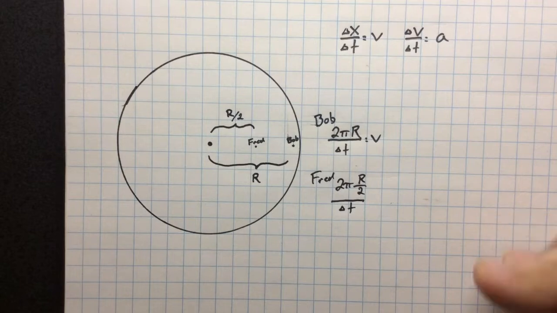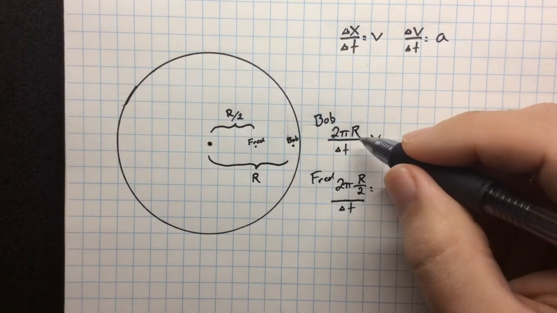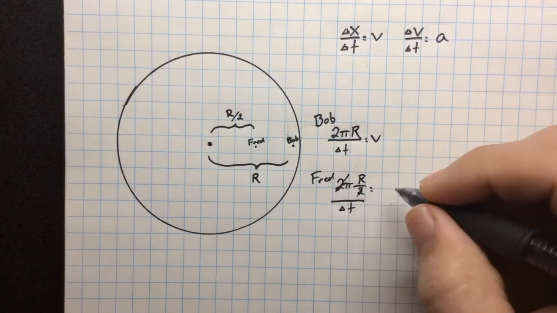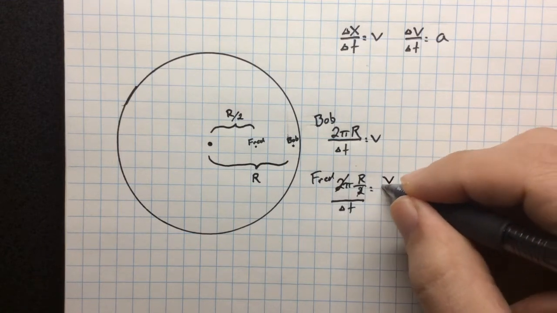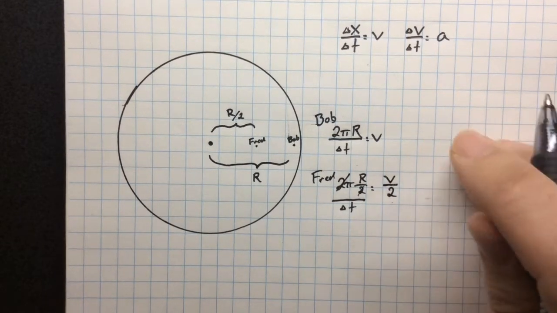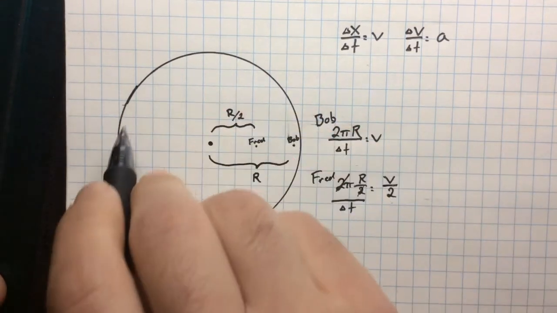So while the time is the same, what we get here is that Bob's velocity is 2 pi r over t. Fred's velocity is going to be pi r over t, which means that his velocity is going to be half the velocity of Bob. That's just because he's closer and he's actually half the radius in. So they're going around in the circle.